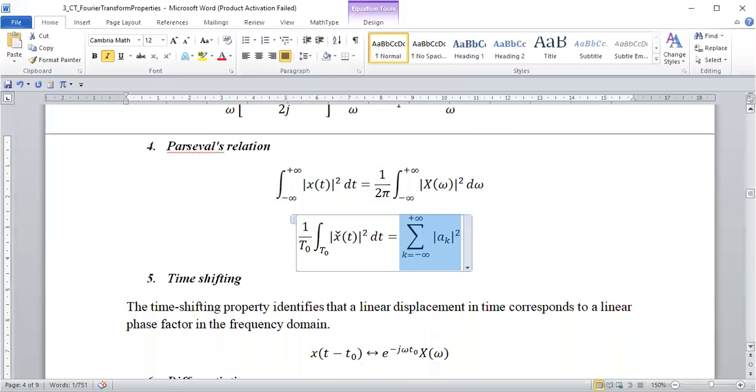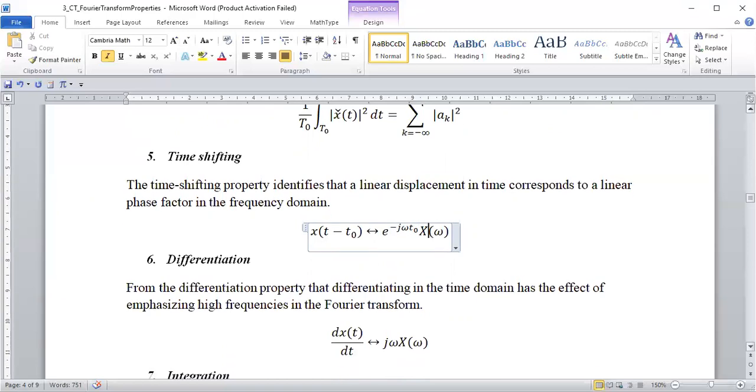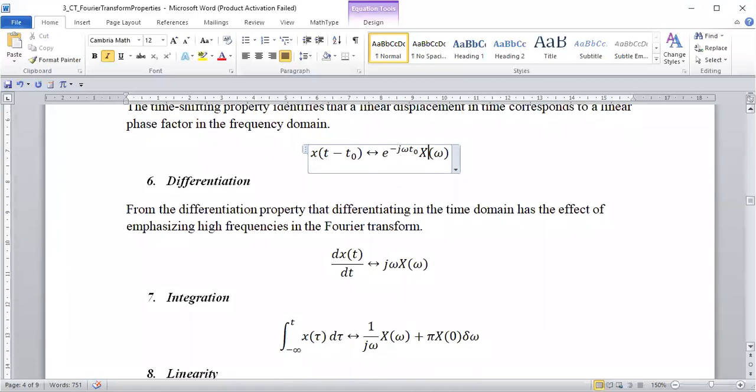We'll talk about the time shifting property. The time shifting property says that if X of omega is the Fourier transform of x of t, then the Fourier transform of x of t that is shifted in time by t naught is equal to e to the minus j omega t naught multiplied by the Fourier transform of x of t. We go to the differentiation property.